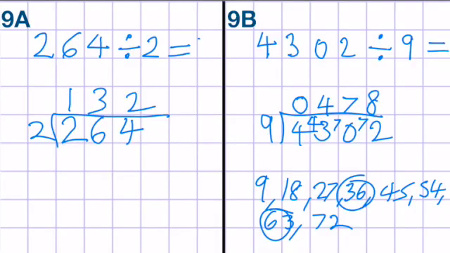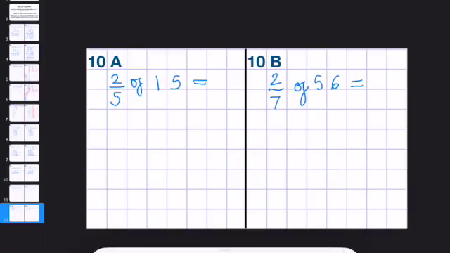478. 10A and 10B. And we are finding fractions of numbers. So if you remember, to find the fraction of a number, you divide the number by the denominator and times the answer by the numerator.